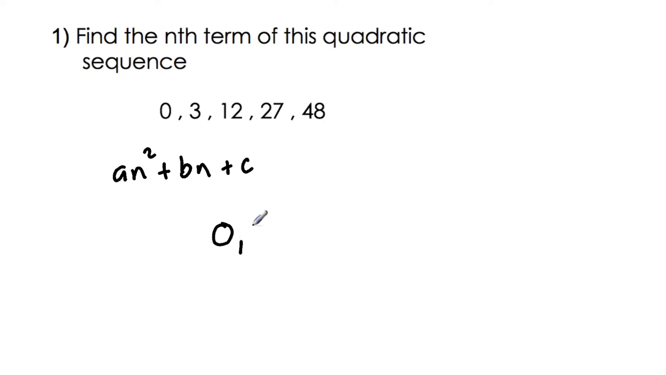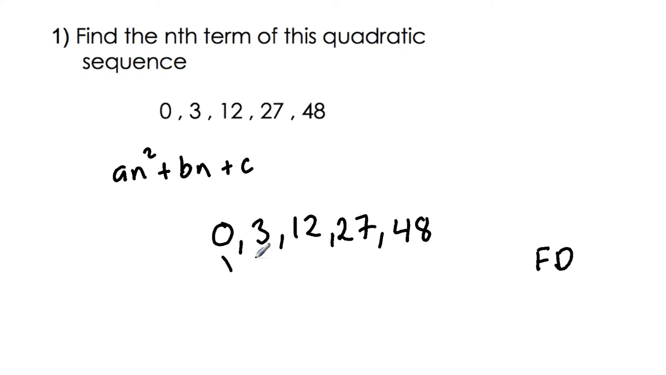0, 3, 12, 27, and 48. We need to find the first difference. So the difference between 3 and 0 is 3. 12 and 3 is 9. 27 and 12 is 15. 48 and 27 is 21.